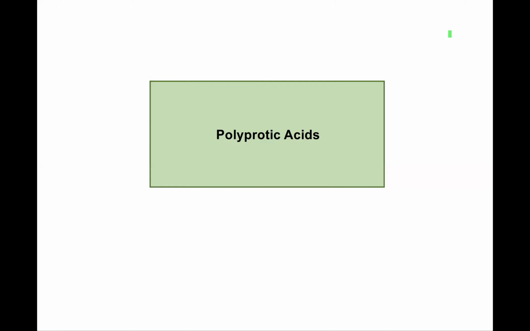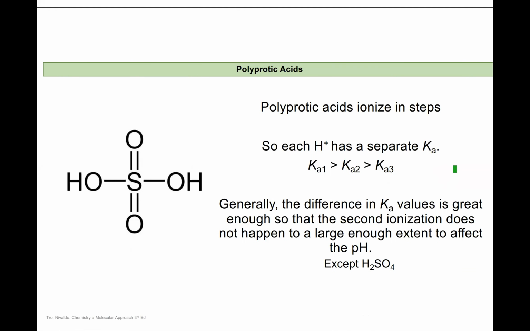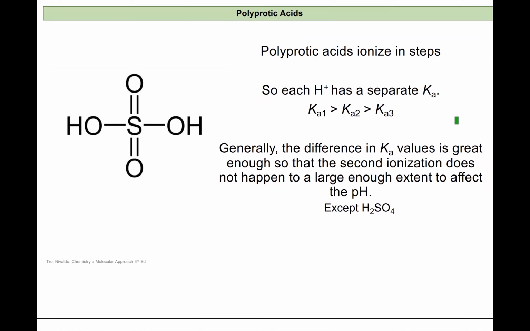In this lecture, we're going to talk about polyprotic acids. A polyprotic acid is going to have multiple acidic hydrogens, so it's going to ionize in steps. Looking at this sulfuric acid, we have two acidic hydrogens, one here and one here on this oxo acid. So this is a diprotic acid.